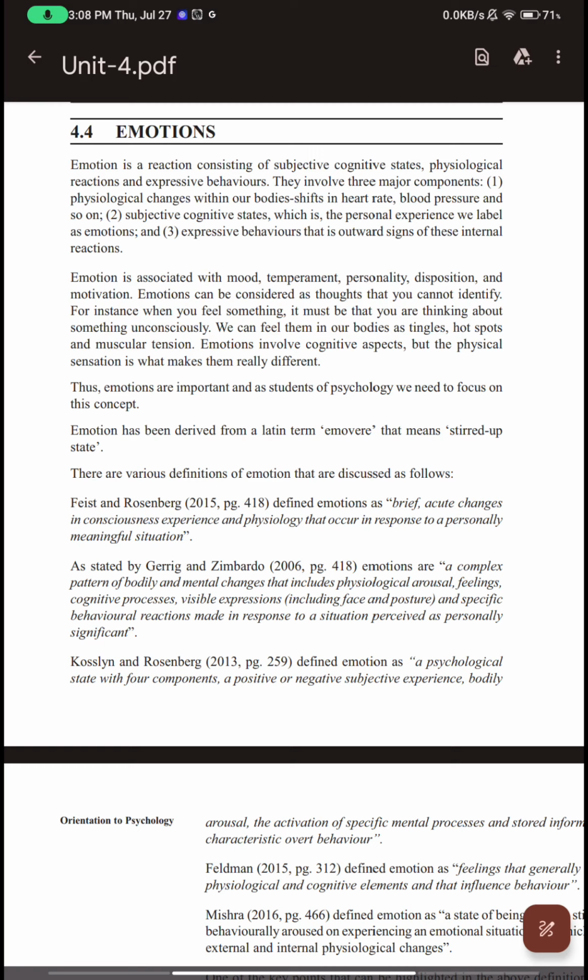Emotion is associated with mood, temperament, personality, disposition, and motivation. Now obviously I won't go into detail on what each of these are, because that would be a completely separate topic in itself. You just need to understand the basic meaning of what emotion is associated with. It is associated with your mood, like your current feeling. Mood is your current state of emotion, you can say. Mood depicts what your current state of emotion is.